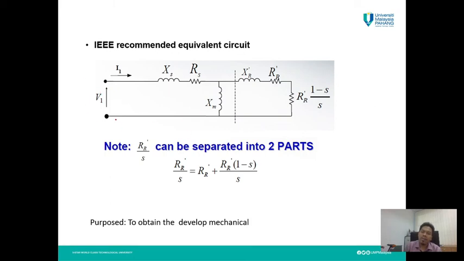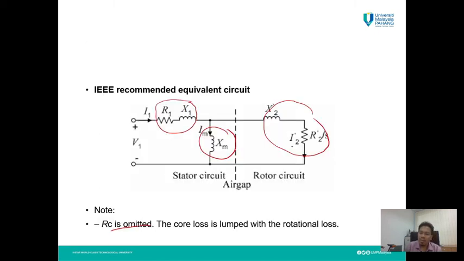So this is the equivalent circuit for the induction machine. We have V1, I1, XS, RS, which refer to the stator. So this one is stator. XR refers to the rotor, RR, and RR times (1 minus S) over S. If you refer to the previous one, bahagian ni dia adalah R2 over S, ataupun R2 ni adalah bahagian rotor lah, ataupun RR over S.